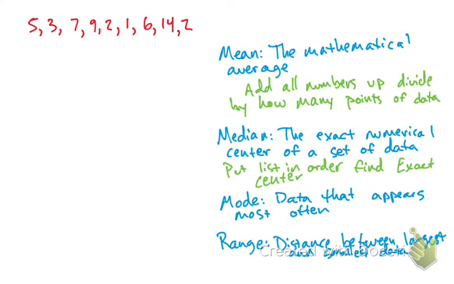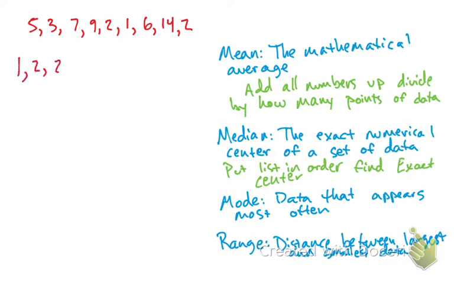Here I've got a set of data: 5, 3, 7, 9, 2, 1, 6, 14, and 2. The first thing that you're going to notice is that that data is not in order. Now, when we find the mean, we don't have to have the numbers in order, but we can. And when we find the median and the mode and the range, we have to have those numbers in order. So I'm always going to encourage the first step that you do is to just put your list of data in order. So we're going to go ahead and do that right now.